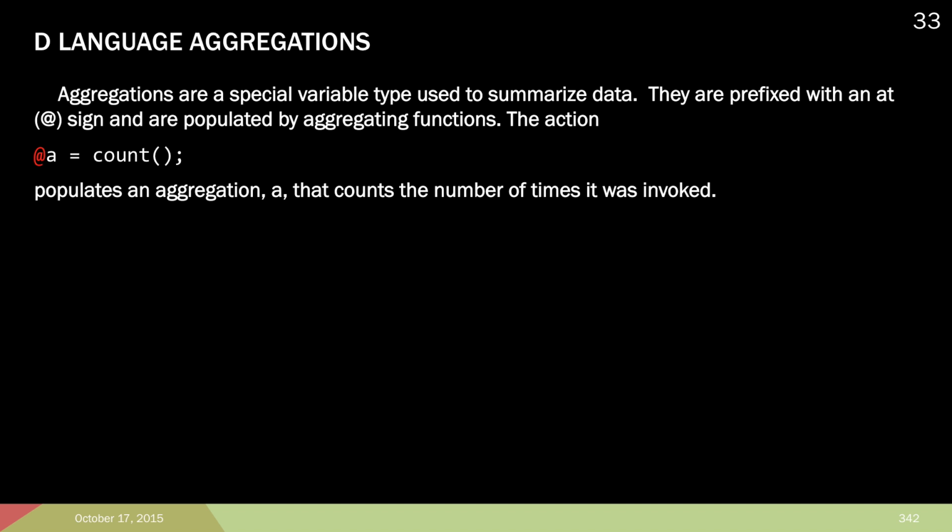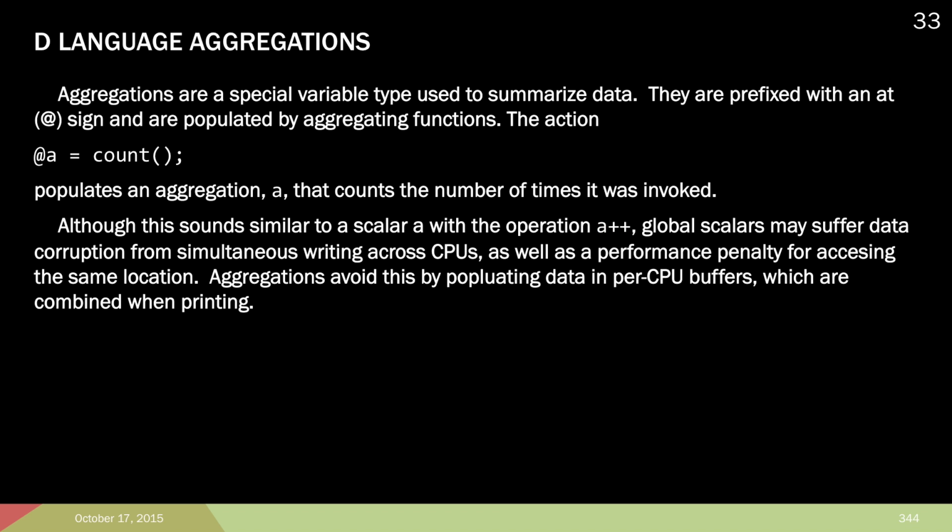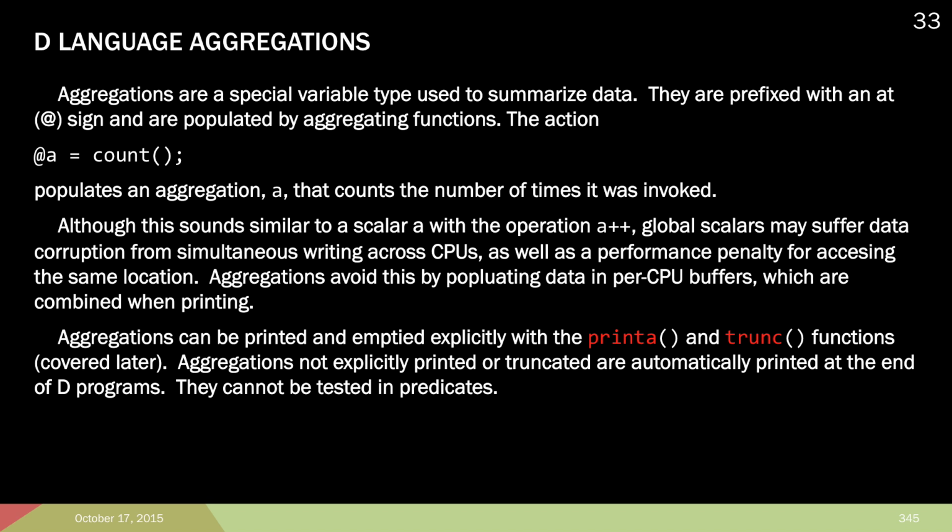Aggregations are special value variables used to summarize data. They are prefixed with an @ sign. This is not the same thing as incrementing a global scalar, because that approach can suffer data corruption from simultaneous writing across CPUs, as well as a performance penalty for accessing the same location. Aggregations avoid this by populating data in per CPU buffers, which are combined when printing. They cannot be tested in predicates.